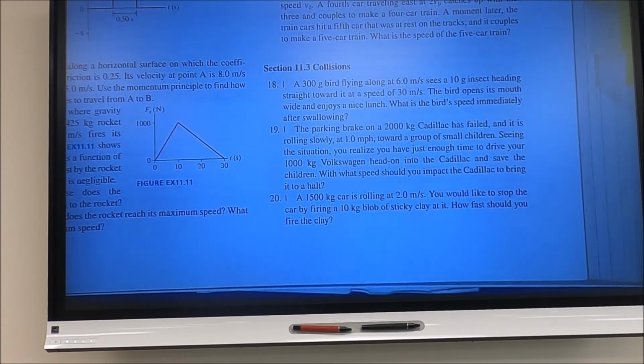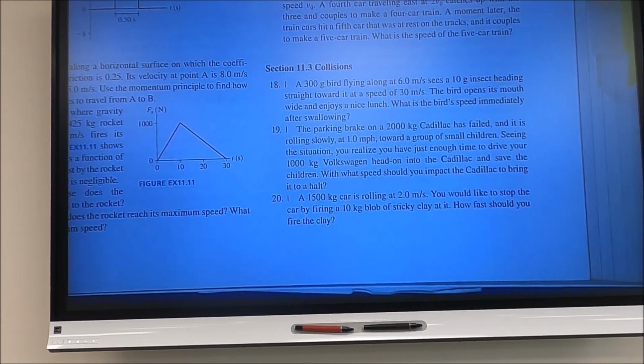Now guys, one of the nice things about these momentum problems is as long as the masses are in the same unit and as long as the velocities are in the same unit, you really don't have to worry about what the units are. So I'm not going to worry about changing miles per hour to meters per second.